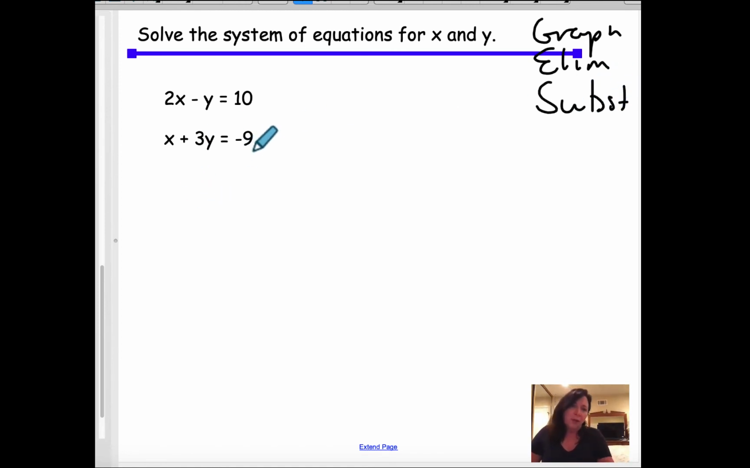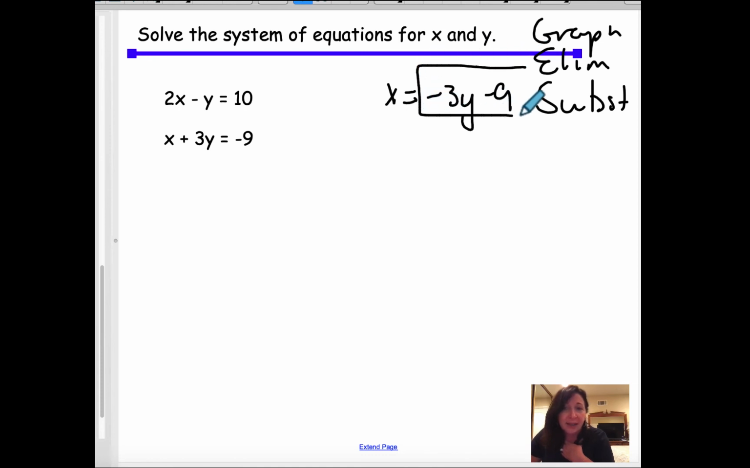For this problem, if you want to use substitution, you would solve for x or y. And for me, my choice would be to solve for x, move this 3y to the other side. So it'd be negative 3y minus 9. And then I would take this and substitute it right there in for x. And I'm going to do that right now. We've got 2 times x. X is this, negative 3y minus 9. And then minus y equals 10.